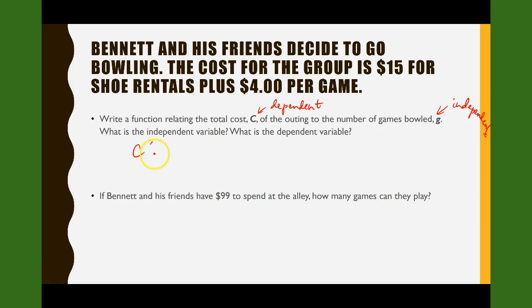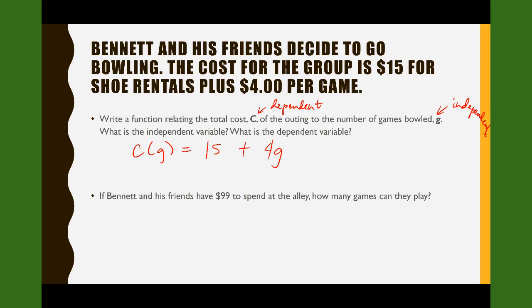And thus we can write C of G equals, okay, the cost for the group to bowl in this bowling alley is equal to $15 plus $4 per game, so plus 4G.